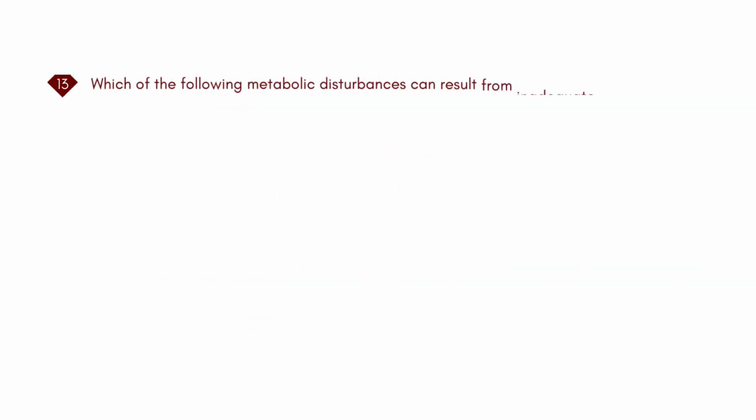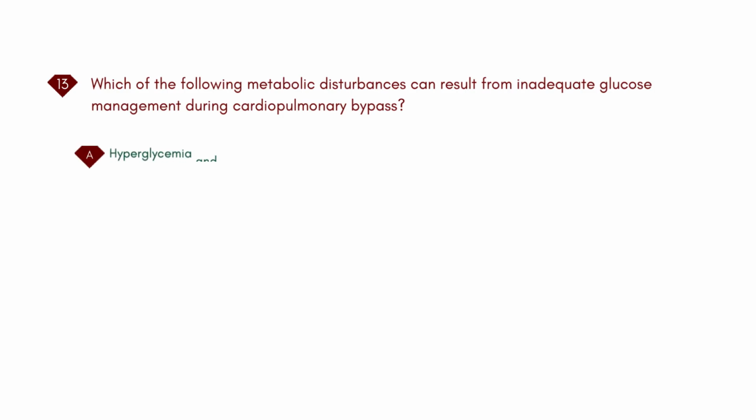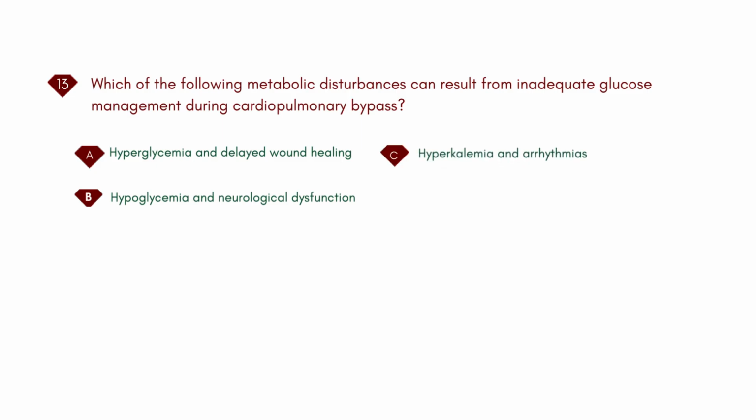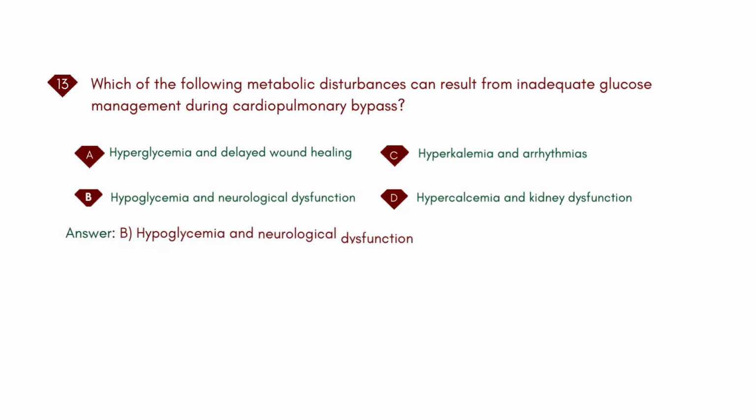Which of the following metabolic disturbances can result from inadequate glucose management during cardiopulmonary bypass? A. Hyperglycemia and delayed wound healing. B. Hypoglycemia and neurological dysfunction. C. Hyperkalemia and arrhythmias. D. Hypercalcemia and kidney dysfunction. Answer: B.